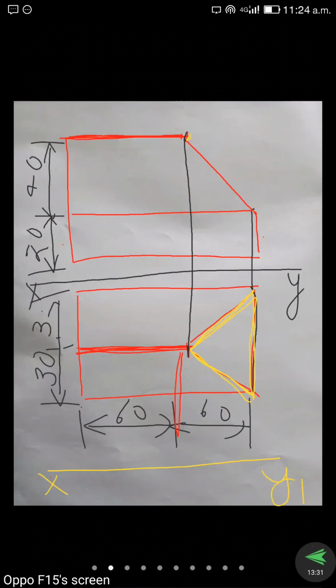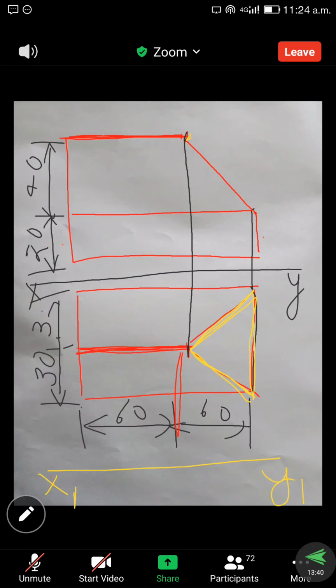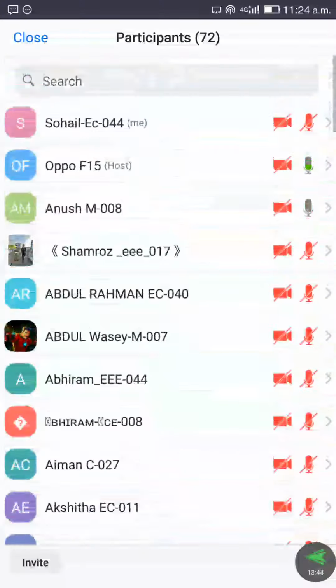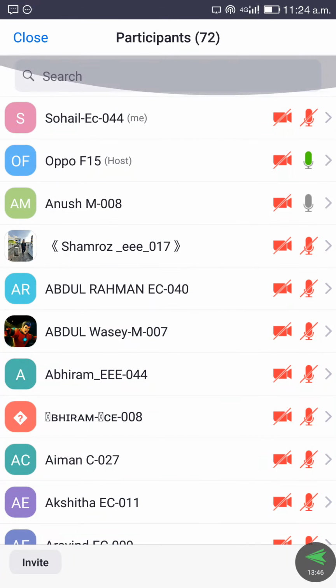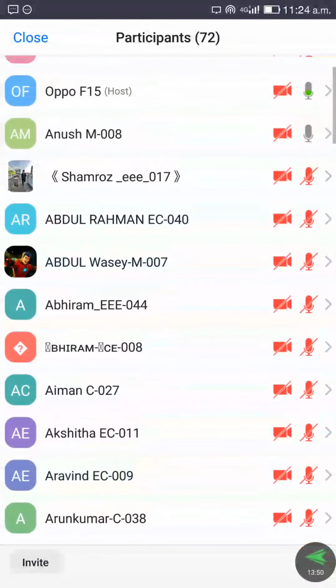Okay. So first reference line we take the x and y. The another reference line we take the x1 and y1. Here it is the inclined surface in the front view. That's why here it is another reference line. We take it below the top view.